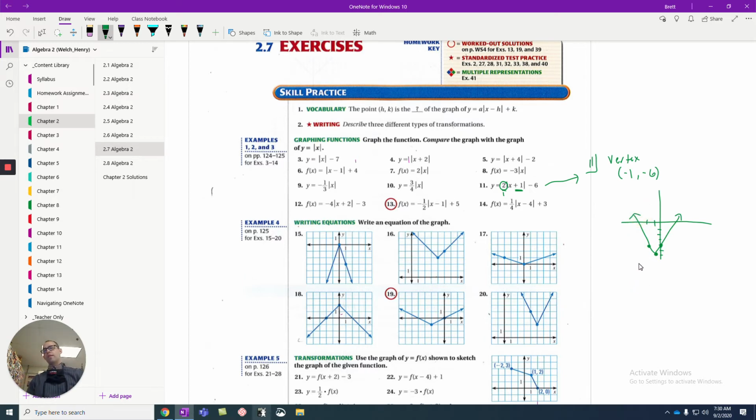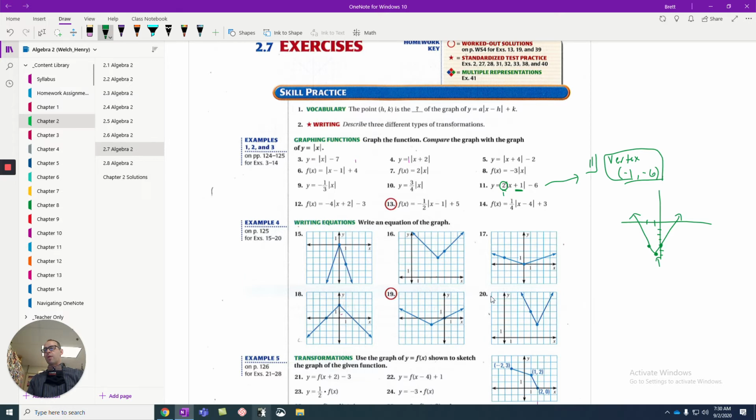So that's what we're going to be doing. I do expect you to state the vertex explicitly somewhere in the problem. You need to either say this is the vertex or you can label it down here. But I need the vertex to be very clear when we talk about these kinds of graphs.